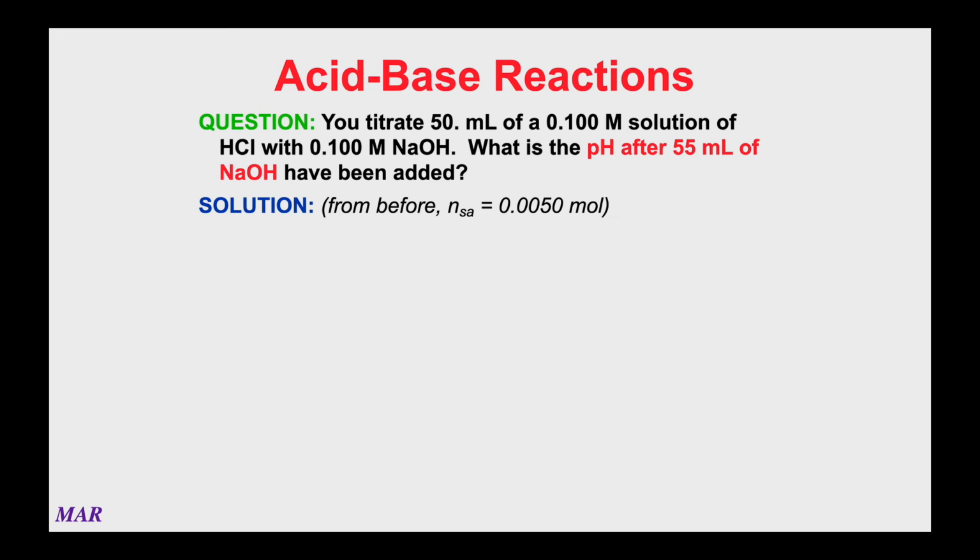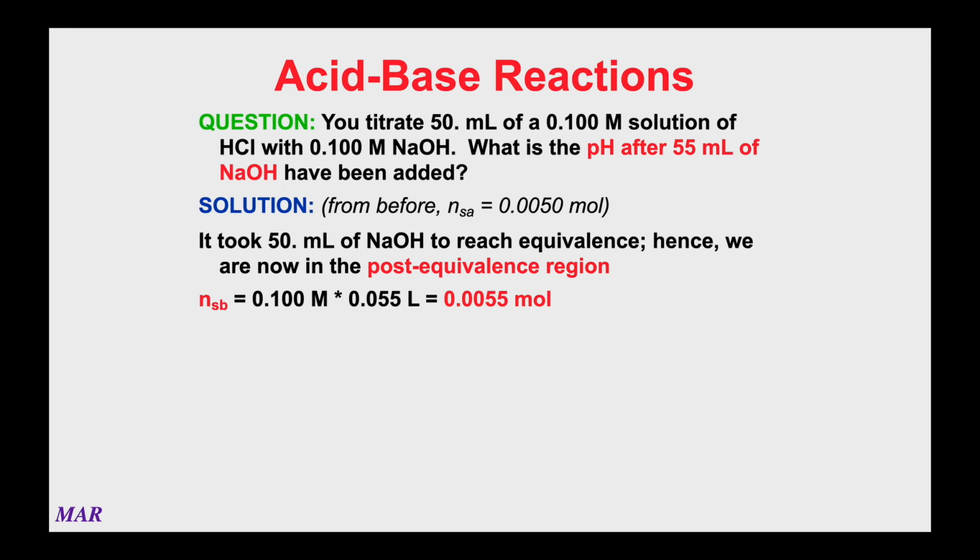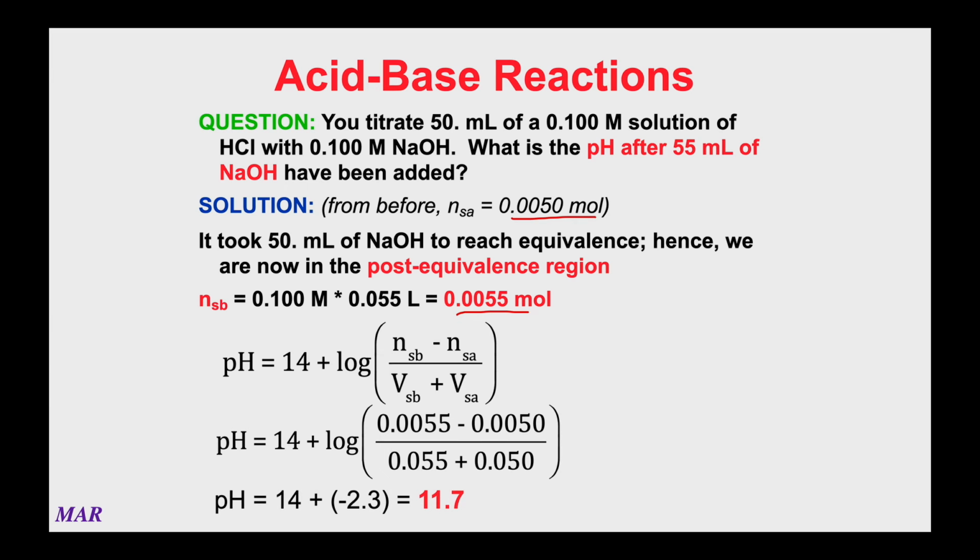So now let's figure out the pH when we've added 55 milliliters of sodium hydroxide. Now, we saw in the last problem that it took 50 milliliters of sodium hydroxide to reach equivalence. We are now past 50 milliliters. We are definitely into the post-equivalence region. So knowing that, and from before, the moles of strong acid, 0.0050, we can figure out the moles of strong base at this point. So the concentration, 0.100 times the volume, 0.055 liters, gives 0.0055 moles strong base. And this number is definitely bigger than this number right here. That means we're now in the post-equivalence region.